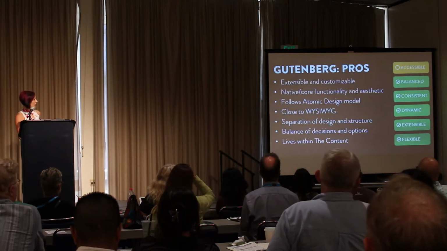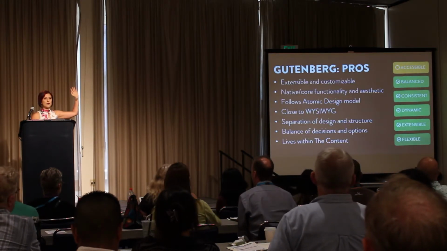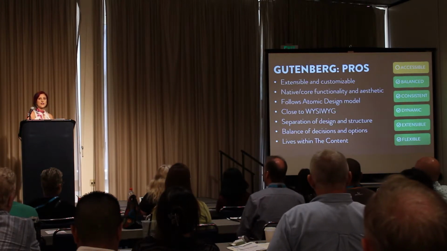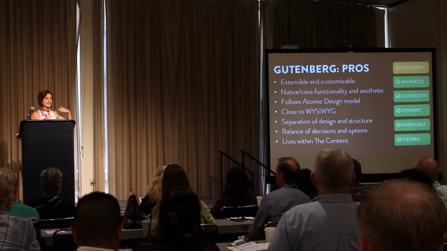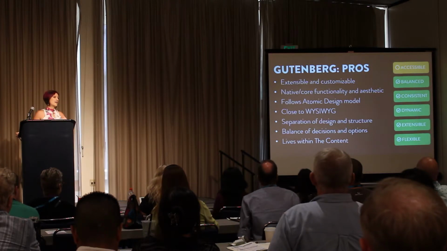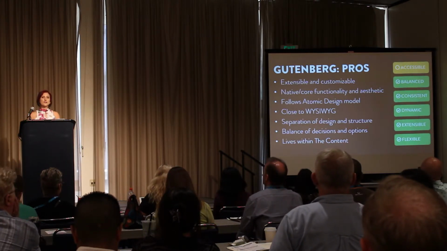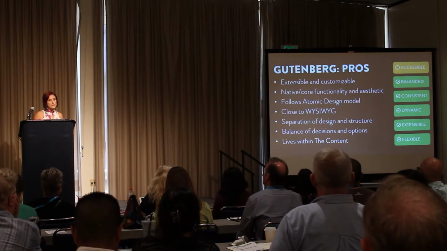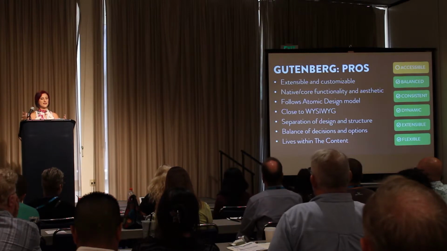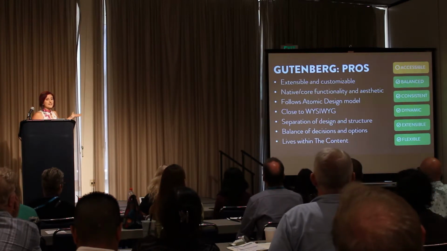So Gutenberg is, in my opinion, almost all green. There's a lot of really good things about what Gutenberg is. Again, it is extensible and customizable. You can build a lot of things on top of it. Because its goal is to go into core, it's going to feel like WordPress because it is WordPress. It's going to be part of WordPress, and so it's very, very consistent. It follows the atomic design model.